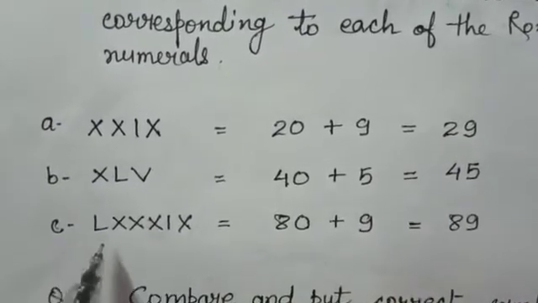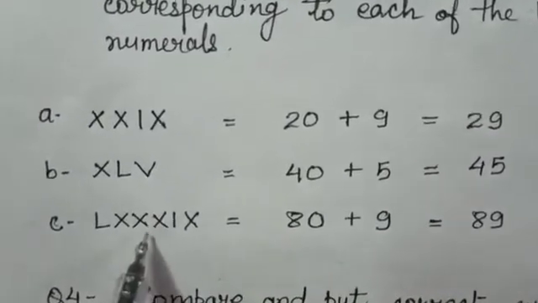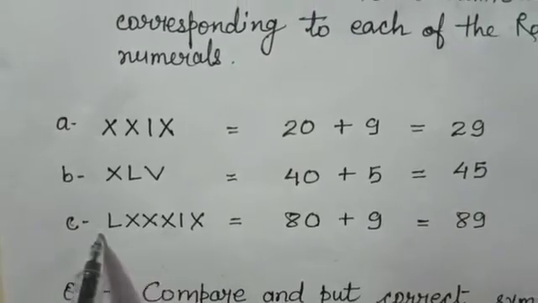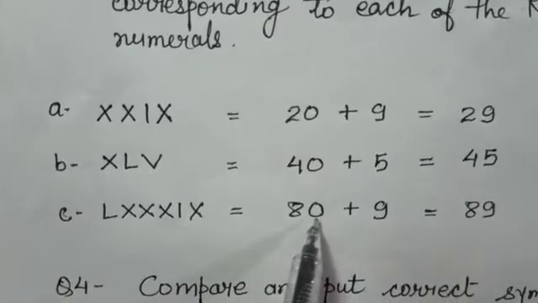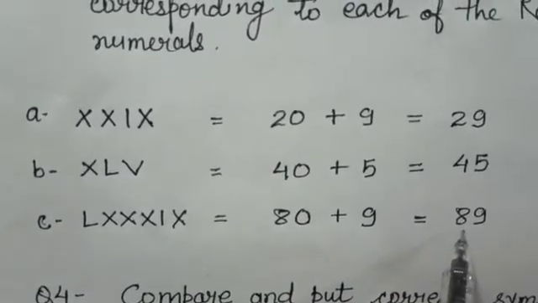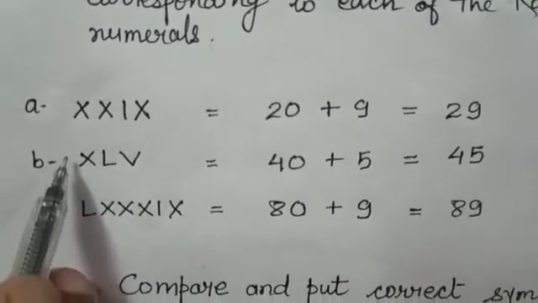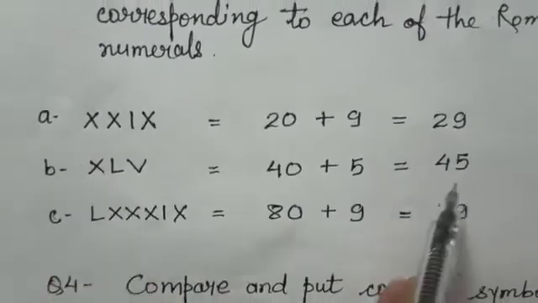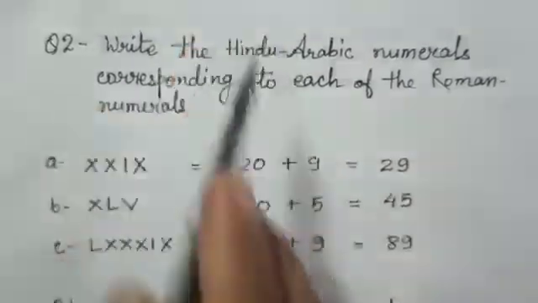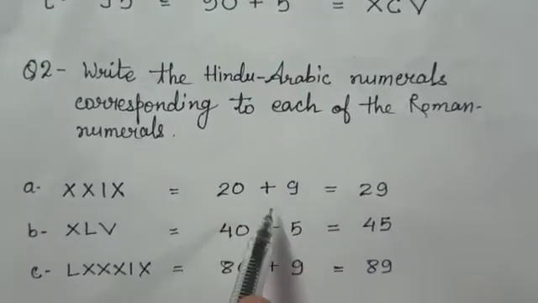Now look at LXXXIX. So LXXX is altogether the tens part. It is 80 and IX is the ones part, it is 9. So the final answer is 89. This way you can convert Roman numbers to Hindu Arabic. But when you do the work in your classwork copy, you have to show how you are breaking it.